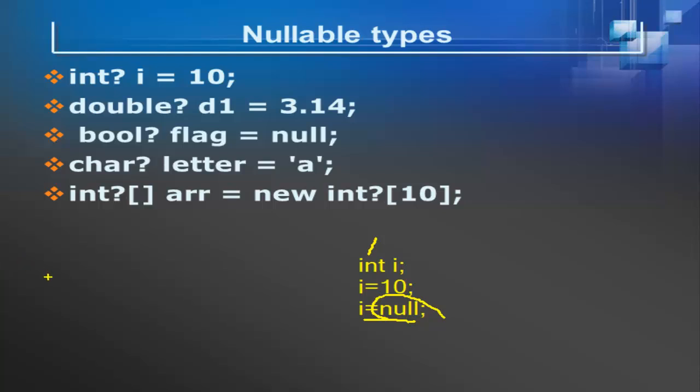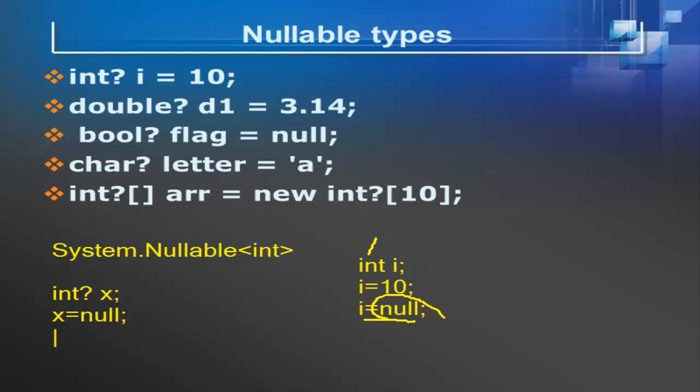How do I make it as nullable? A long way of doing it is just write System.Nullable of int. Okay, this is a very long way of doing it. A short way of doing it, int question mark, define the variable. So x is now nullable. That means to say that I can assign the value null to x. It just means that. Okay.